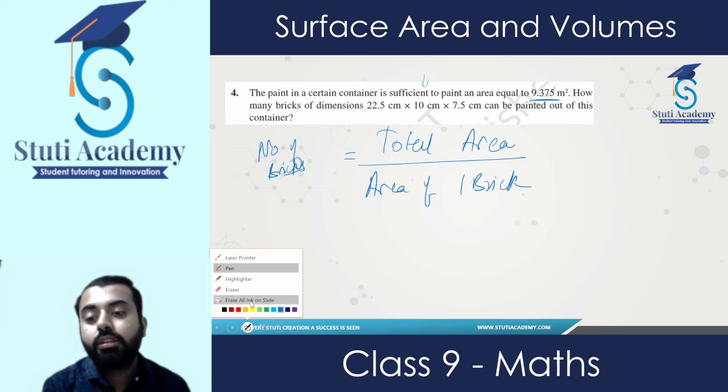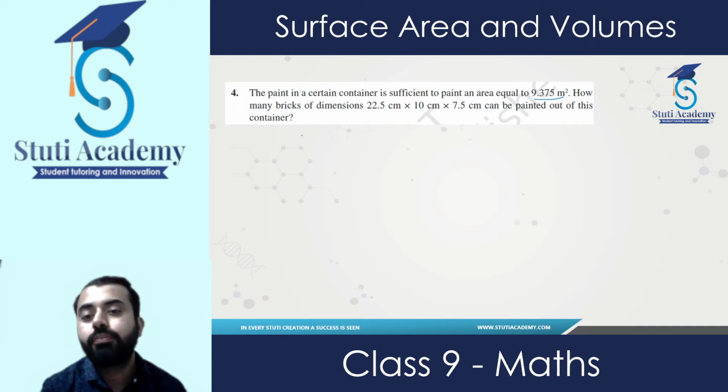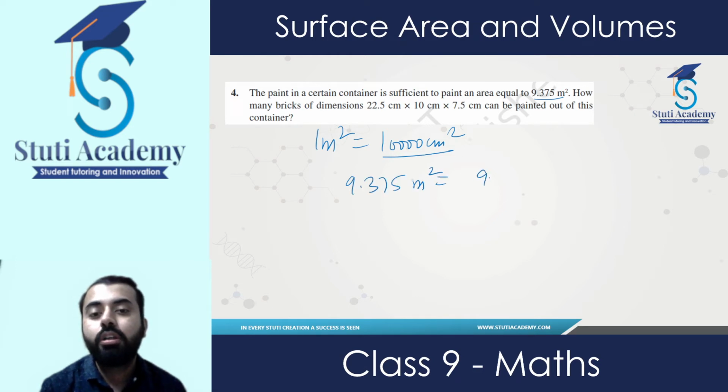Now you guys see, this area here is in meter square and your bricks are in centimeter. Now you have two choices here. You can convert this into centimeter square, or convert the other way. I chose going from bigger to smaller. 1 meter square is 10,000 centimeter square. So 9.375 meters square will be 9.375 into 10,000. I got this: 93750. Right.